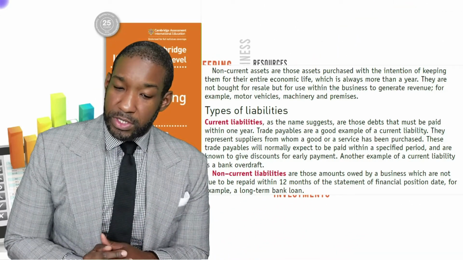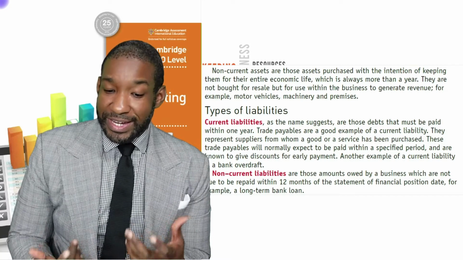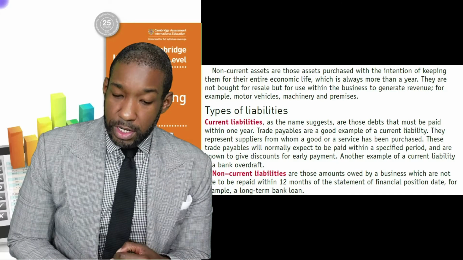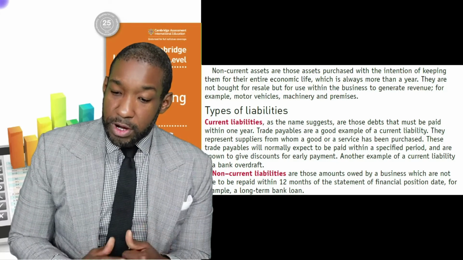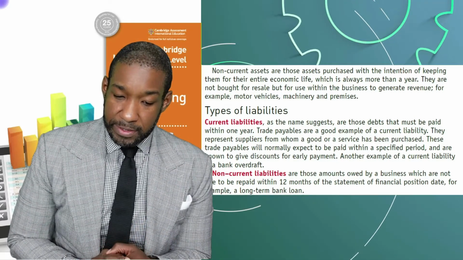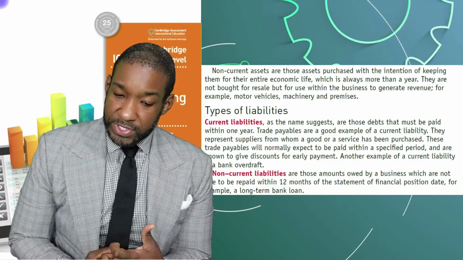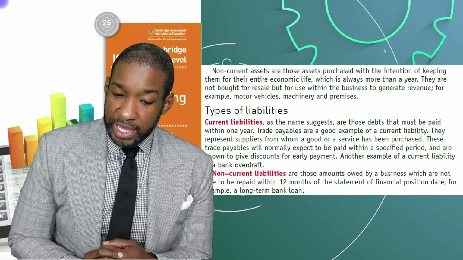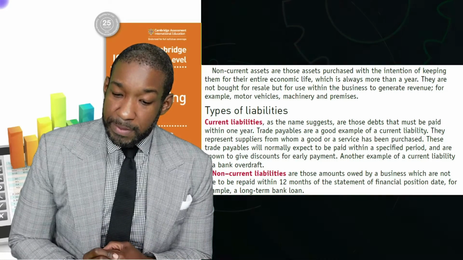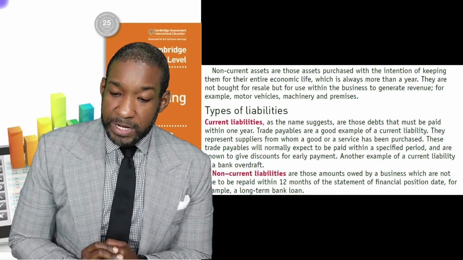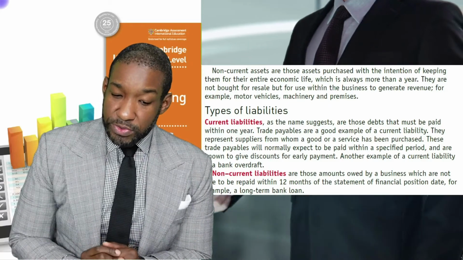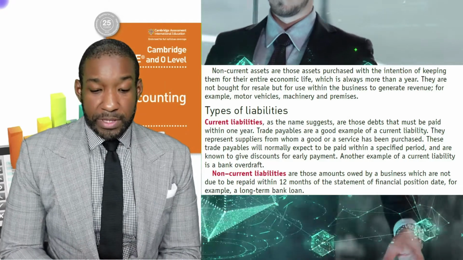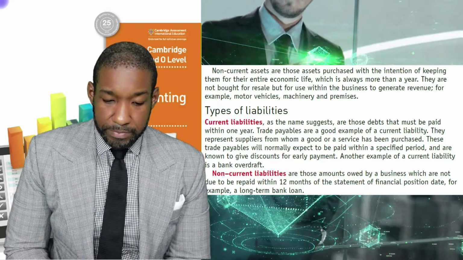Types of liabilities. Current liabilities, as the name suggests, are those debts that must be paid within 1 year. Trade payables are a good example of a current liability. They represent suppliers from whom a good or service has been purchased. These trade payables will normally expect to be paid within a specified period and are known to give discounts for early payment. Another example of a current liability is a bank overdraft.